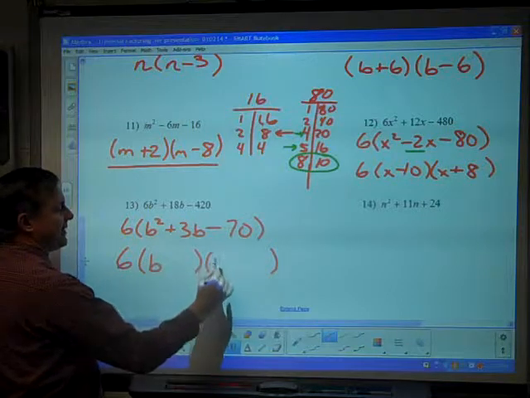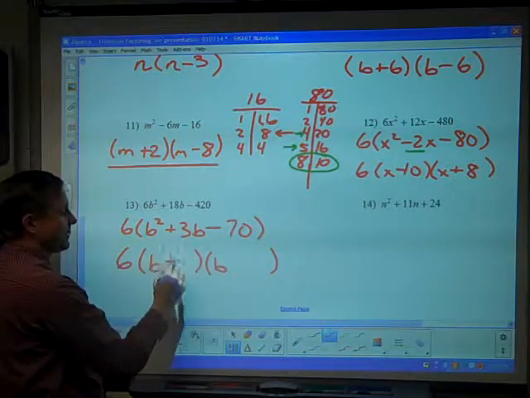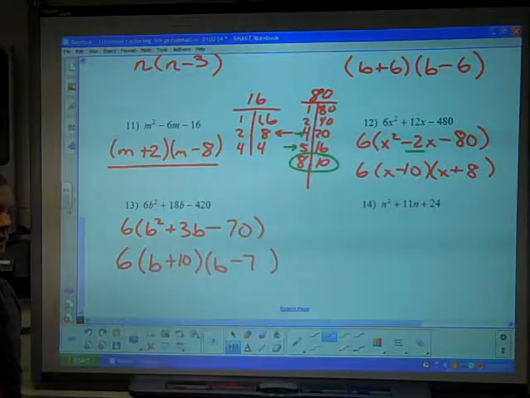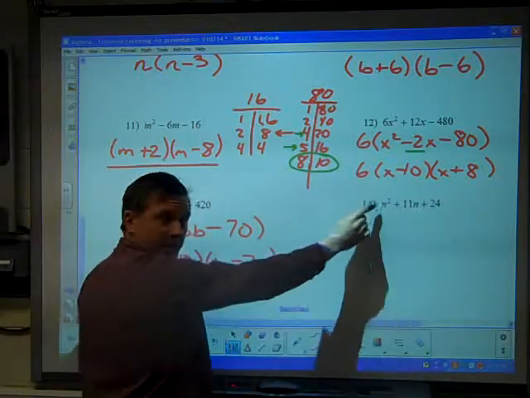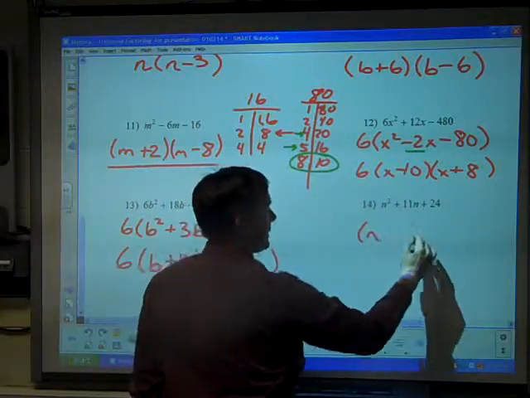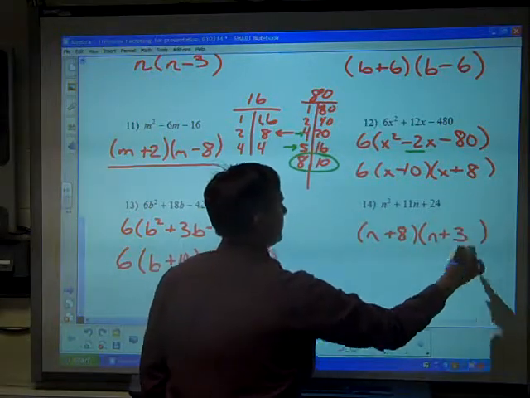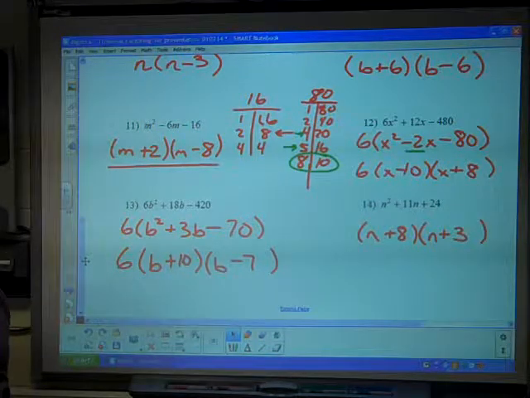What times what makes 70? 7 and 10. And 10 minus 7 makes 3. So positive 10, minus 7. And we're going there. Finally, positive sum, positive product, n squared, n times n. How about 8 and 3? Again, this is just to help you review trinomial factoring, or factoring in general of polynomials.